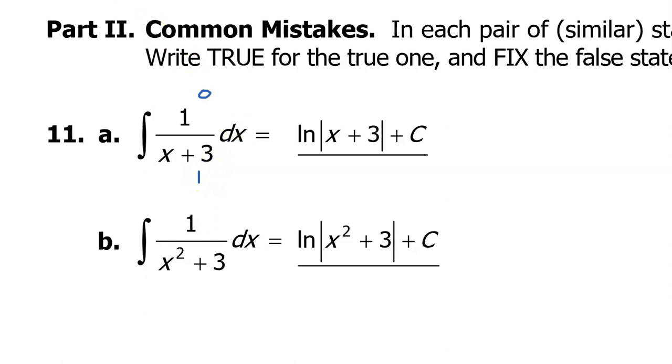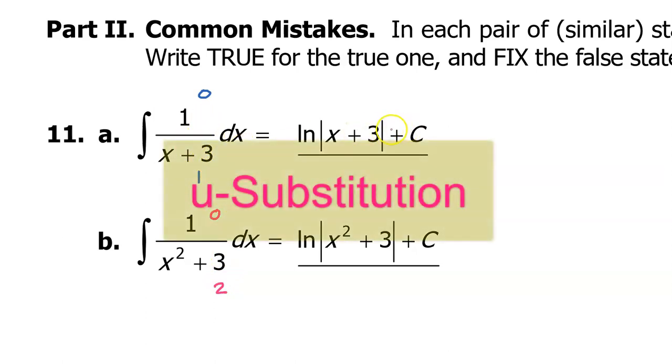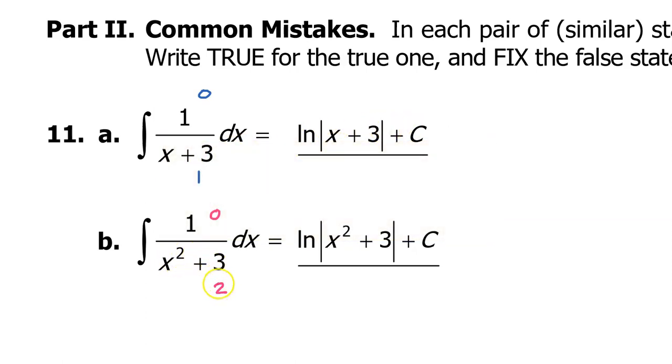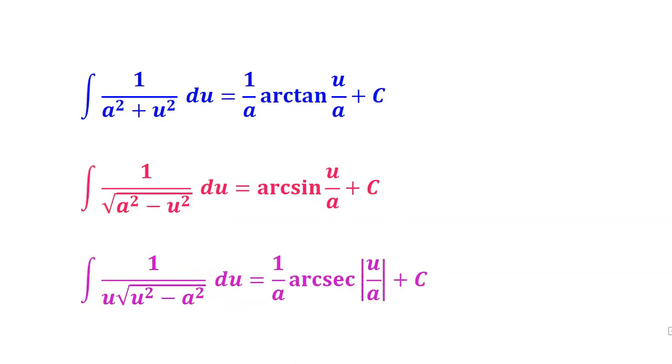Compare that with part B. The degree of the numerator is 0, while the degree of the denominator is 2. Notice the x squared. The denominator wins by 2. So this is the difference. When the denominator wins by 1, we will do direct substitution right away. When the denominator wins by 2 or more, that's when we use these inverse trig rules.